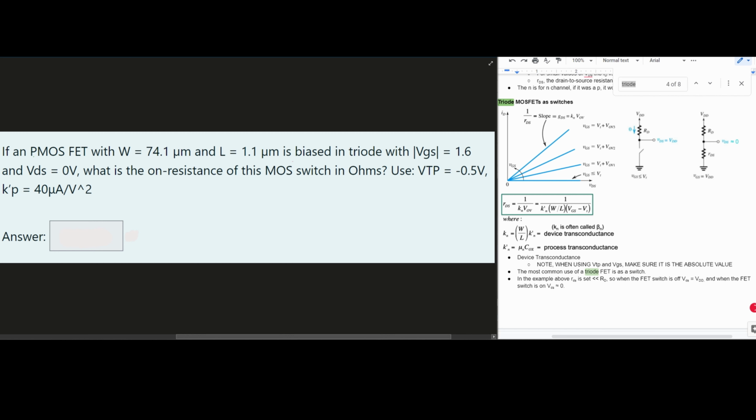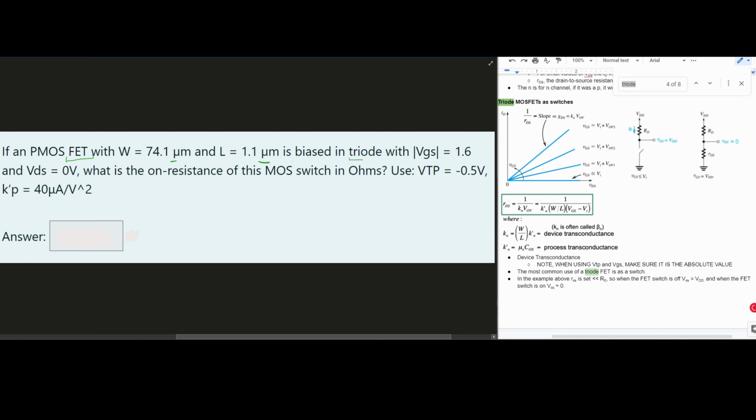So the first thing we're going to look at is the fact that it is a MOSFET. PMOSFET or NMOSFET doesn't really matter right here because we're trying to find resistance, so we just have a FET. This is the important part: we have a W and an L, and both are in micrometers. So we're going to pay attention to these units. We'll come back to them in a second.